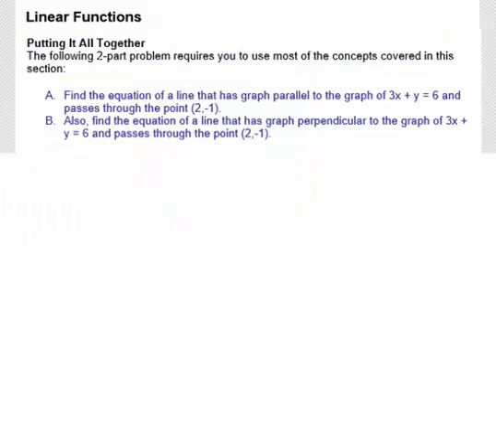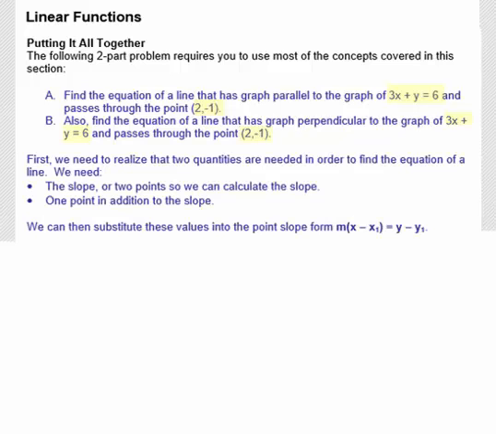And now we're going to do a 2-part example that uses most of the concepts we've covered in this section. We'll find the equation of a line that has a graph parallel to the graph of the line given by 3x plus y equals 6, and also passes through the point (2, -1). And we'll also find the equation of a line that has a graph perpendicular to that same given graph 3x plus y equals 6 and passes through that same point (2, -1).